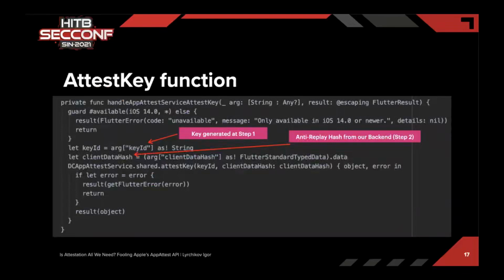As I said, on step 3, we need to call this attest key function in order to receive the attestation object from Apple's backend server. As you can see on the screenshot, this function takes two input values: the key ID value that we got on step 1, and this anti-replay hash from our backend. Apple recommends using the SHA-256 hash value, its implementation from CryptoKit, but you're free to decide how you want to implement it.